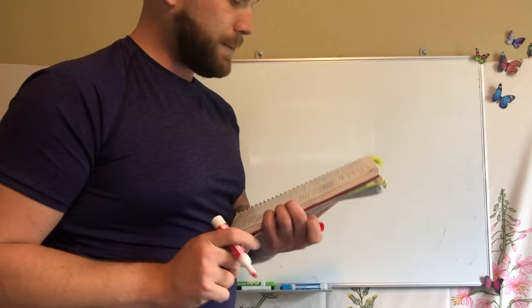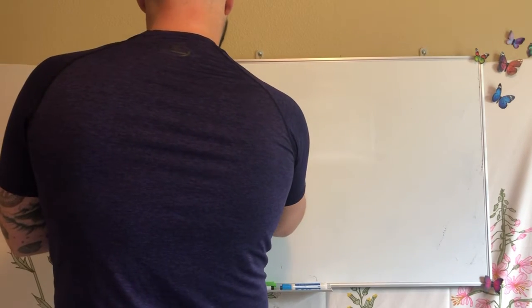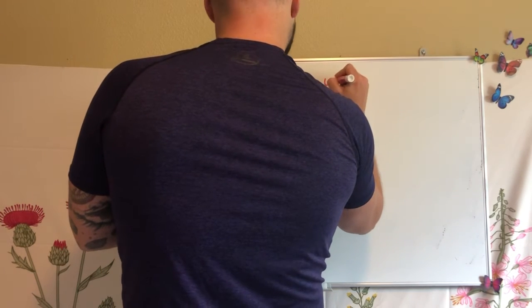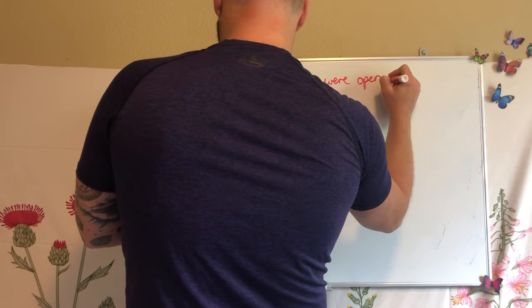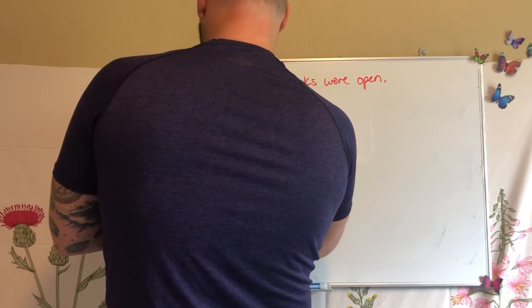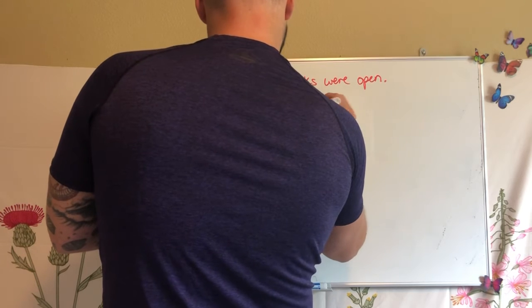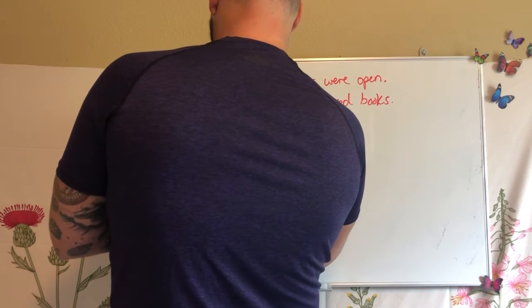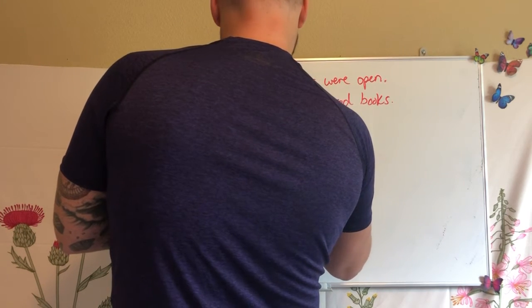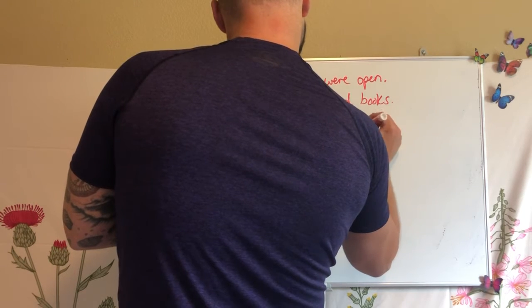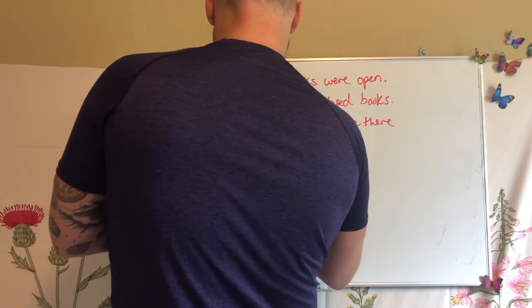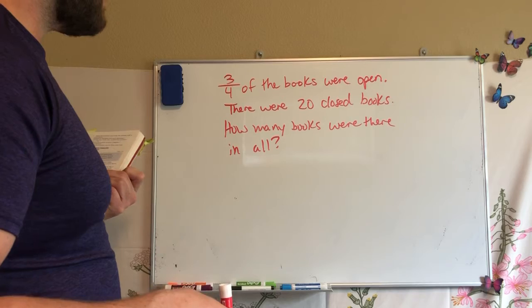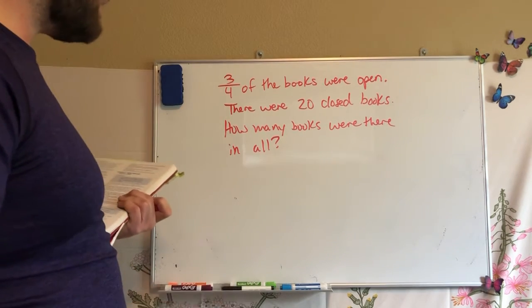Now let's move to word problems. Let me write this on the board. I'll read this to you. 3/4 of the books were open. There were 20 closed books. How many books were there in all?